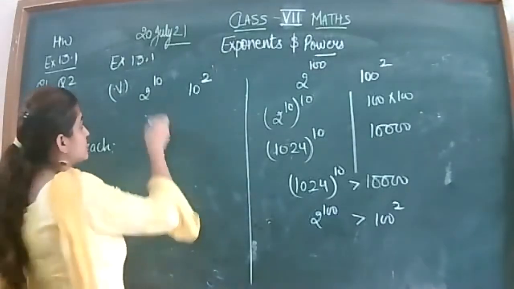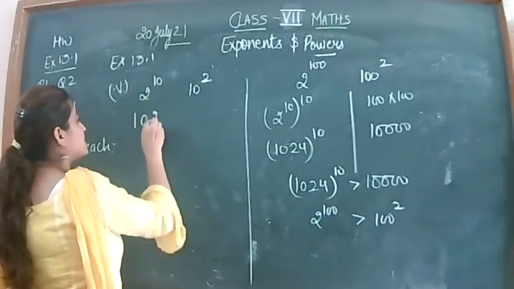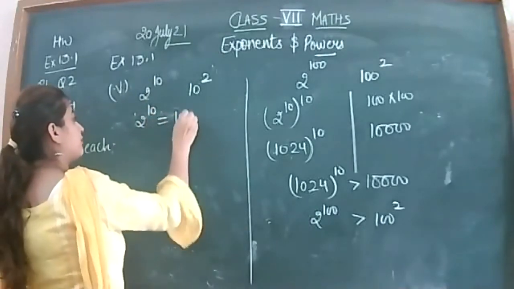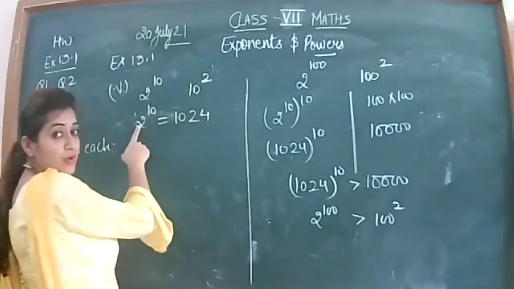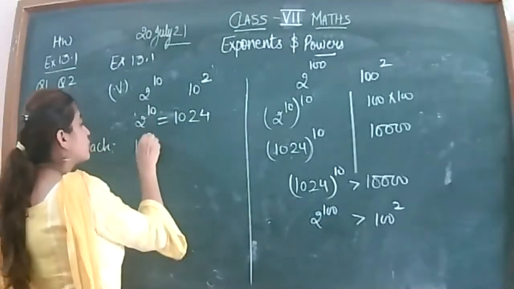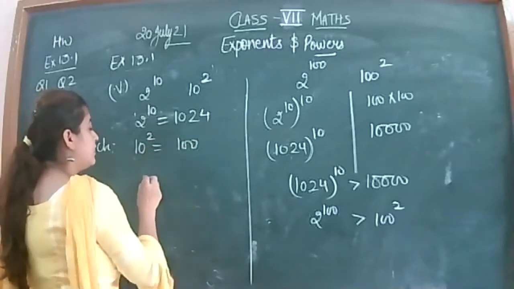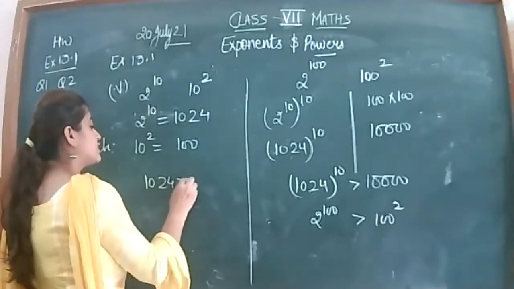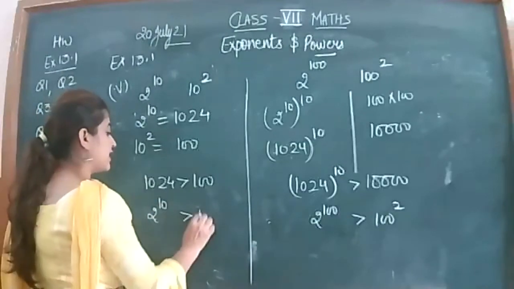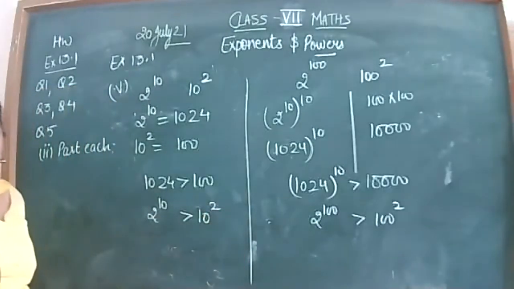Now compare this. 2 raised to power 10 is 1024. You have to multiply 2 ten times. 10 square is 100. So 1024 is greater than 100. This means 2 raised to power 10 is greater than 10 raised to power 2.